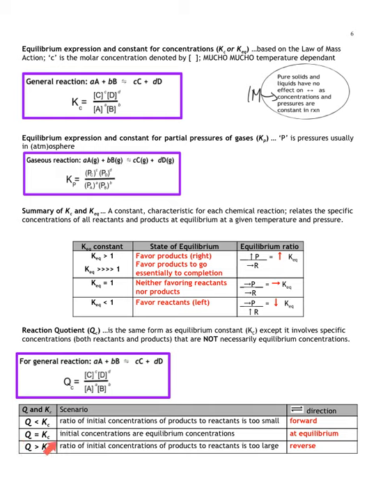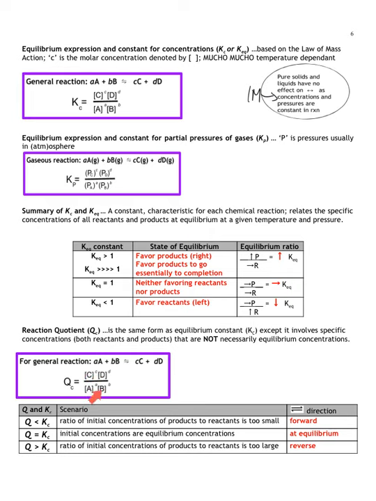Now, if Q equals K, that means we're at equilibrium. So you're currently at the equilibrium state. Q is just a metric of knowing where you're at in a reaction, whether you're before equilibrium or after equilibrium, but there's no really before or after. It's just what do you need to do to the amount of products compared to reactants in order to reach equilibrium. If Q is greater than K, that means you've got a whole lot of products compared to reactants.